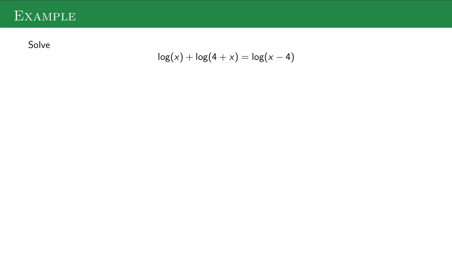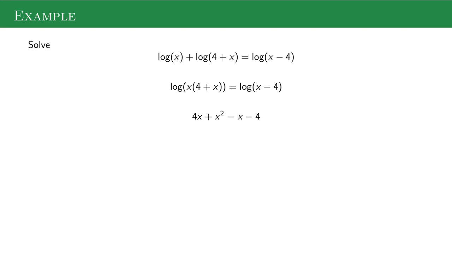So if I look at this problem, I have logs on both sides, so I can combine them into a single log on each side, because if I add two logarithms together, I can smush them together and multiply the insides. Now I have a single log on each side, so I can cancel out the log and just look at the inside. I also distributed this x in. Now I just have this quadratic equation to solve.